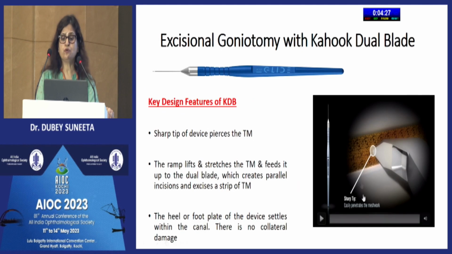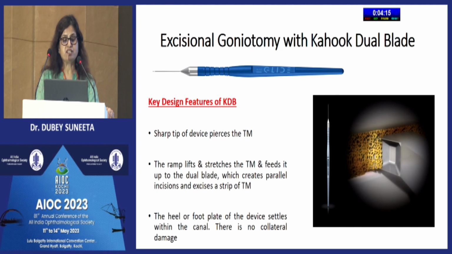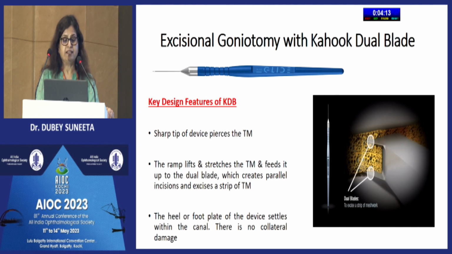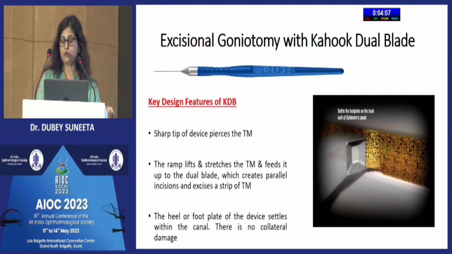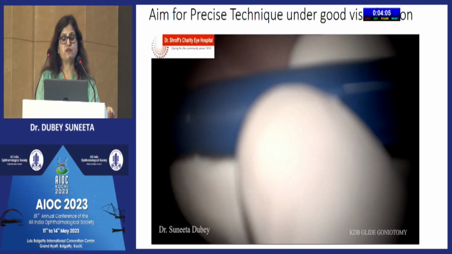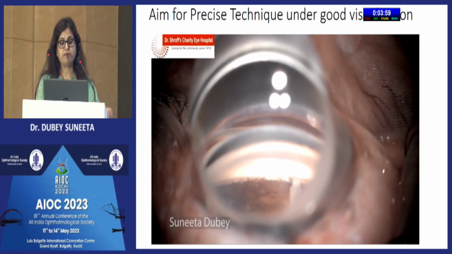The Kahook dual blade goniotomy is specifically designed to treat the angle, as it has a sharp tip which pierces the TM. The ramp lifts and stretches the TM and feeds it into the dual blade, and the heel of the footplate nicely settles within the canal. With this device, there is no collateral damage and it is very safe. So aim for a very precise technique under good visualization, under high magnification.